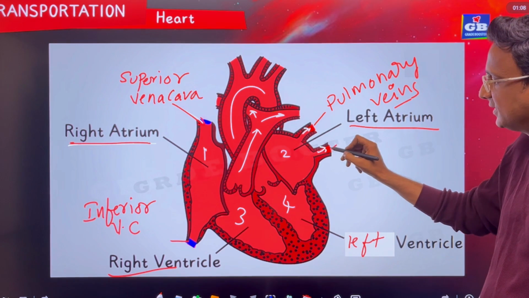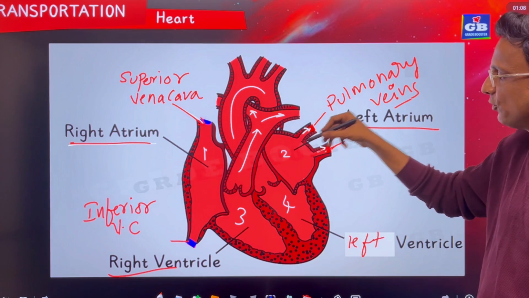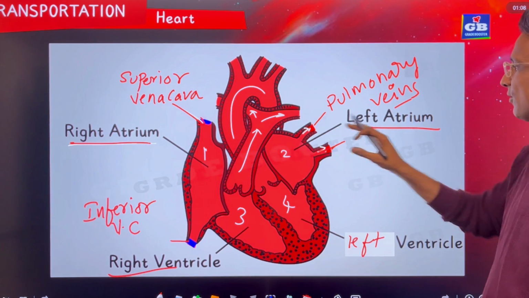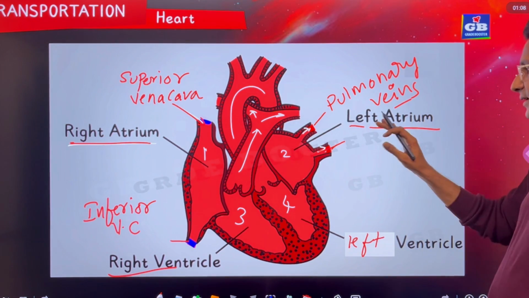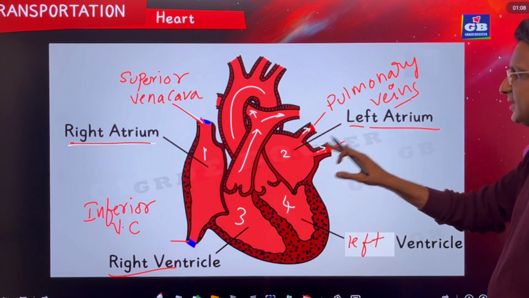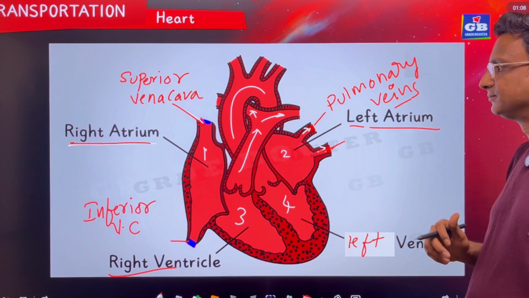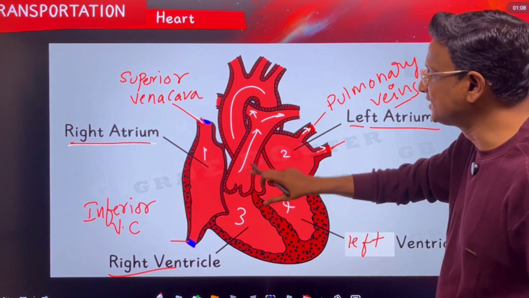Actually, you see that oxygenated blood is flowing into this. So what is this chamber called? Left atrium. This chamber is called the right atrium, and this chamber is called the left atrium. These are pulmonary veins.